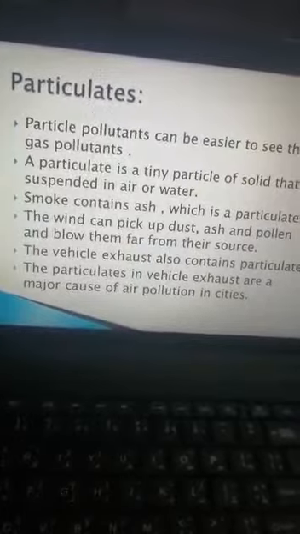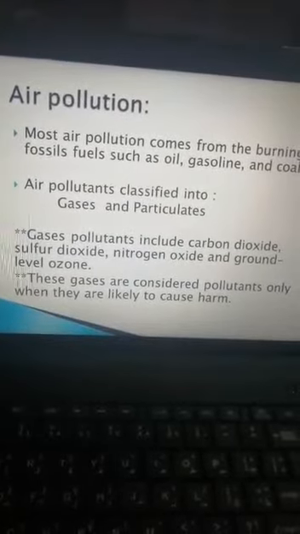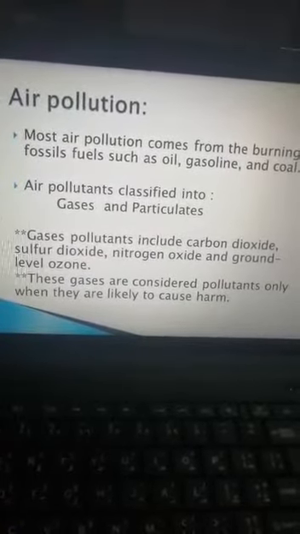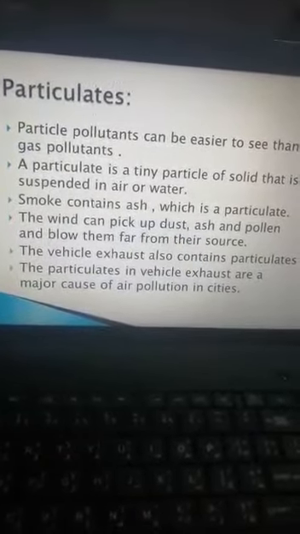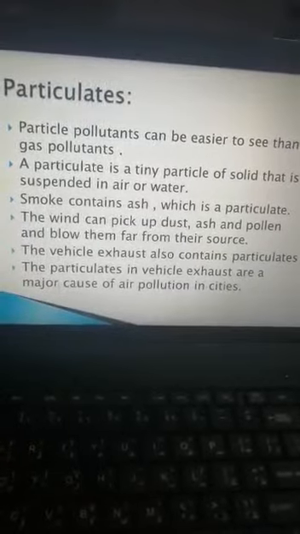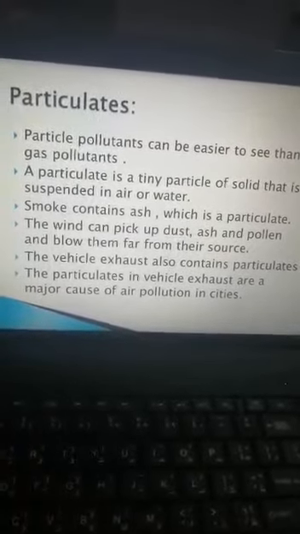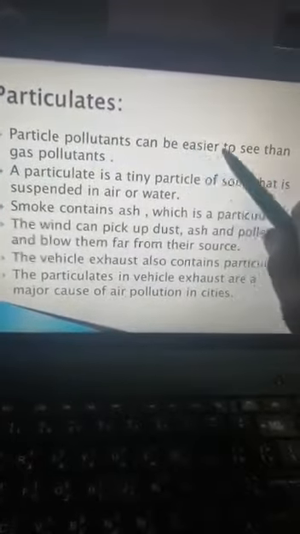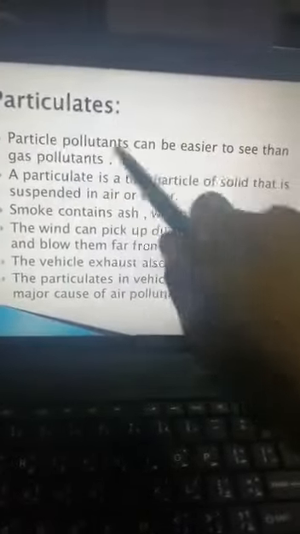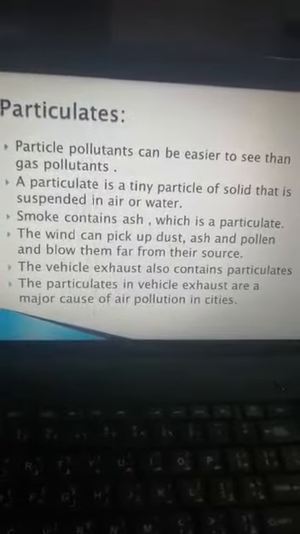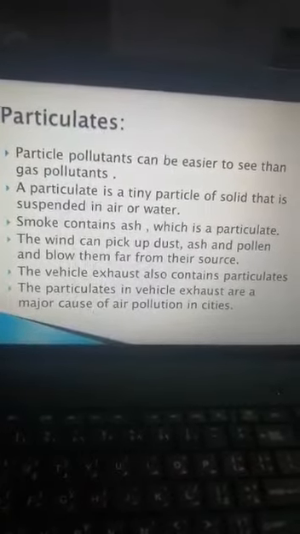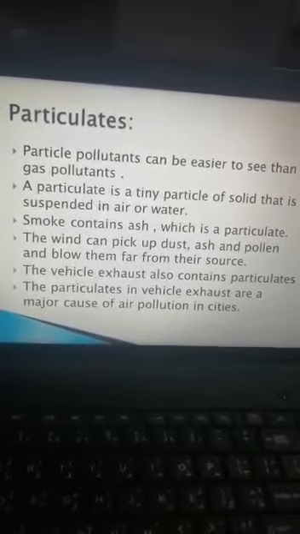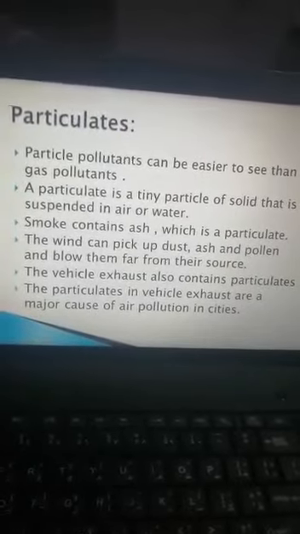The second type of air pollutants, we said that air pollutants are classified into two types, gases and particulates. The second type, particulates. What's meant by particulates? Particle pollutants can be easier to see than gas pollutants. Why? Because a particulate is a tiny particle of solid that is suspended in air or water.